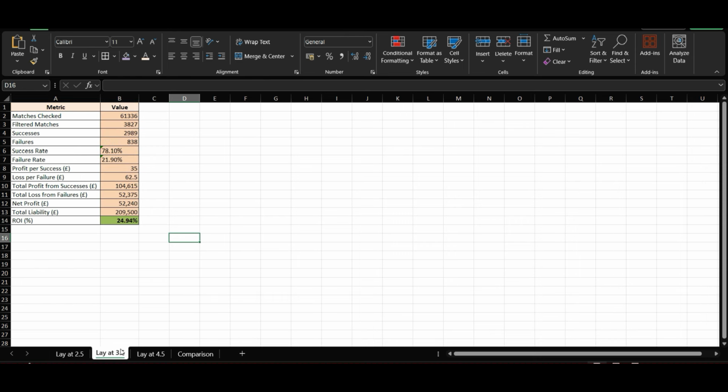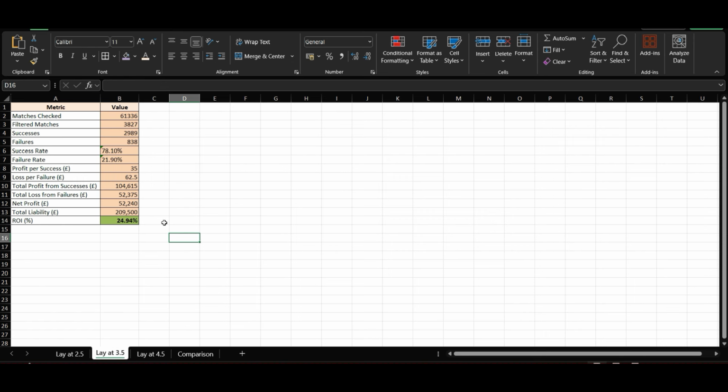Now let's move on to laying at odds of 3.5. Here the liability increases to £250 for a £100 stake, and the risk is a bit higher, but the rewards can still be significant. Again, with the same number of trades, our total profit from 2,989 successful trades is still £104,615. The total loss from the 838 failed trades increases to £52,375. This gives us a net profit of £52,240, and with a total liability of £209,500, our return on investment drops to 24.94%.